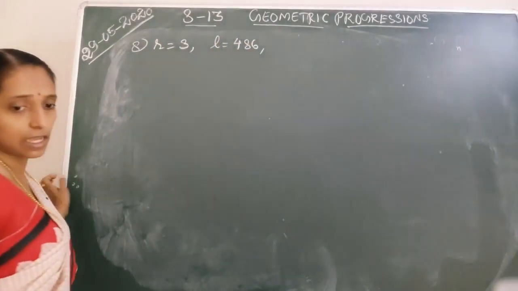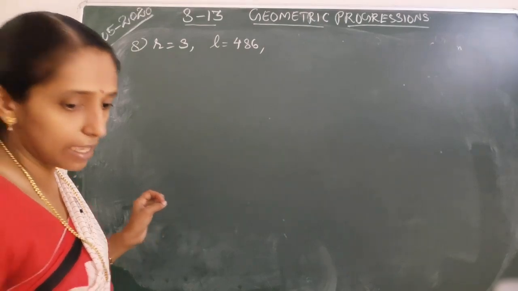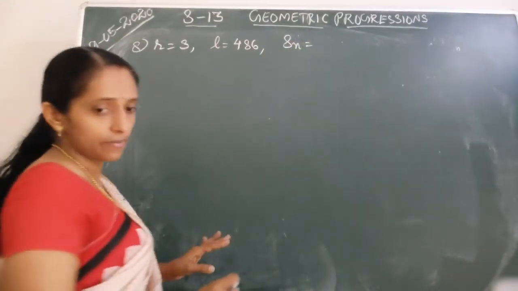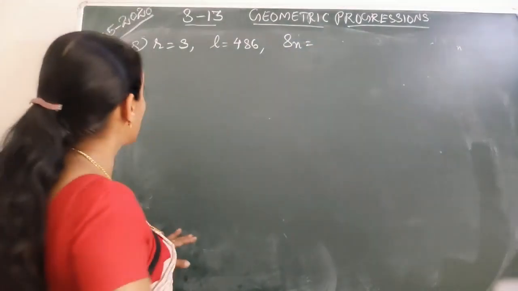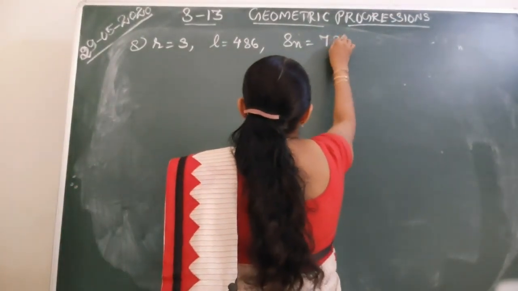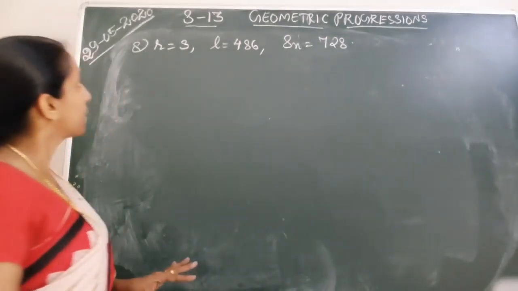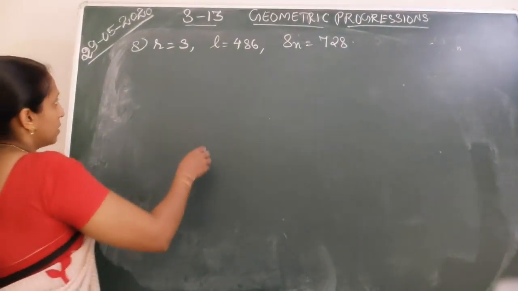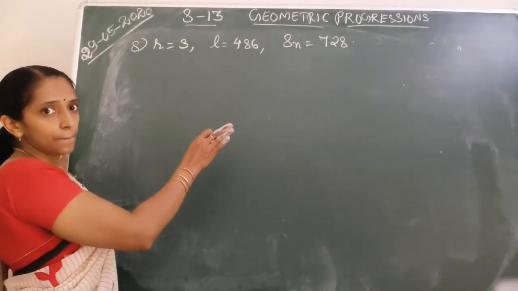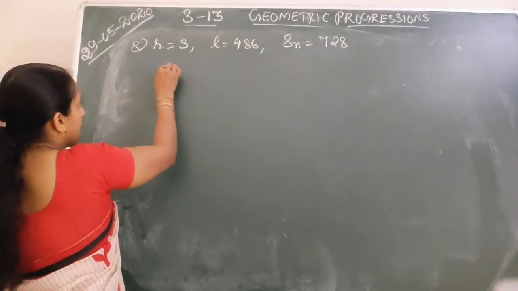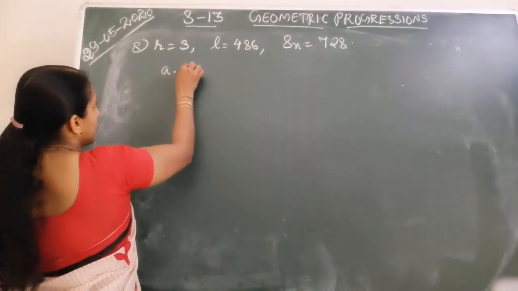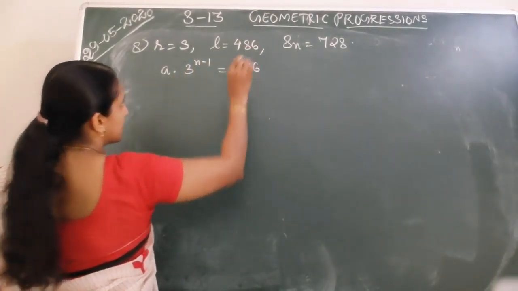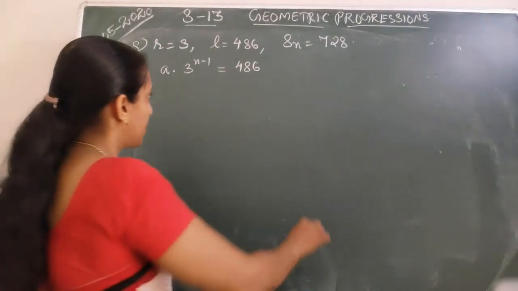N is given as 486 and Sn, the sum of n terms, is given as 728. 728. Okay, same as the previous question what we have seen now. So A is unknown here. A R to the power n minus 1 is given as 486, right? Name it as equation 1.